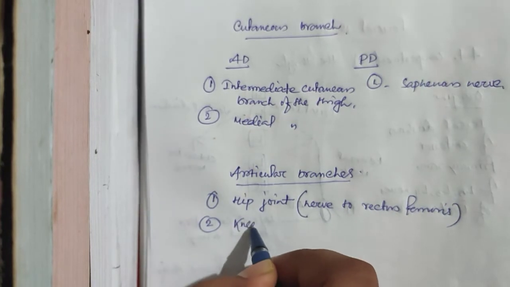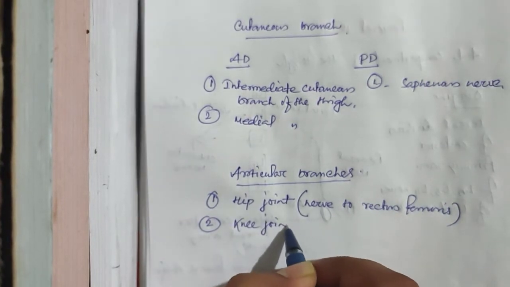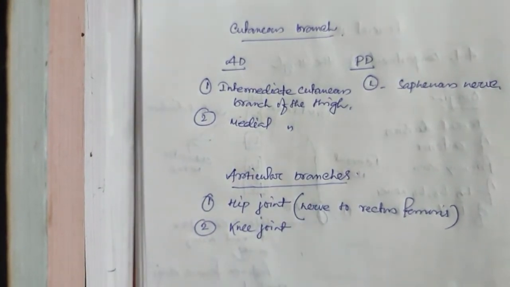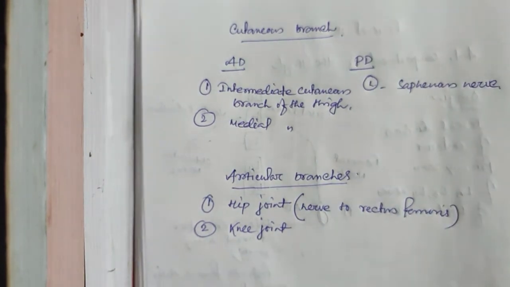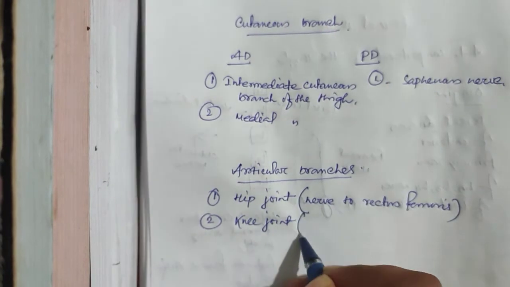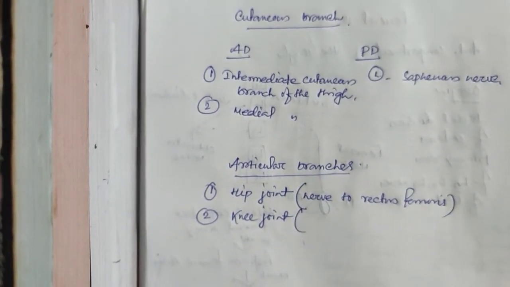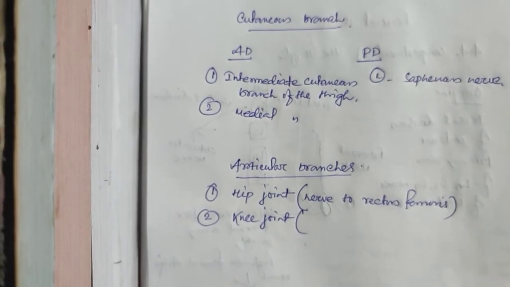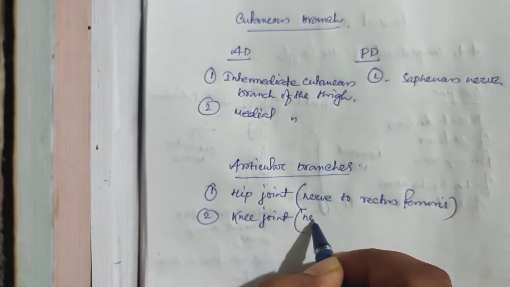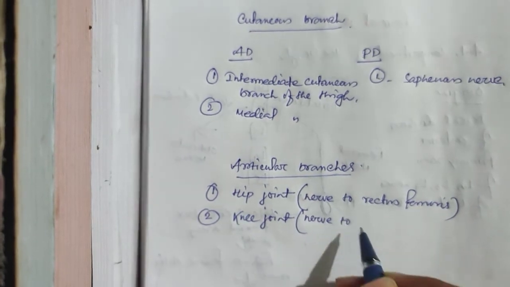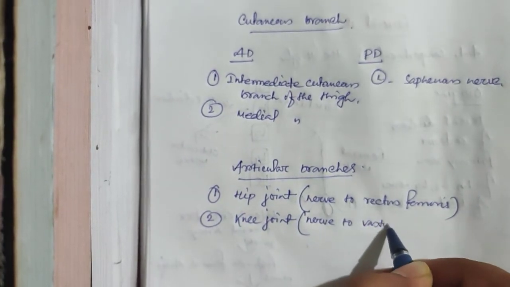Next, the knee joint. The knee joint is supplied by the nerve to the vastus medialis. That means the division of the nerve which supplies the vastus medialis muscle also supplies the knee joint. That means nerve to vastus medialis.